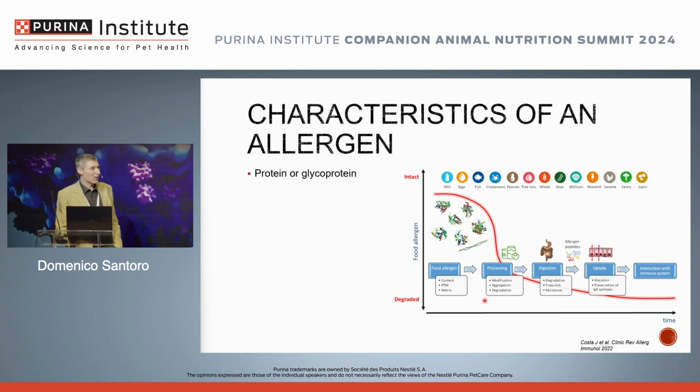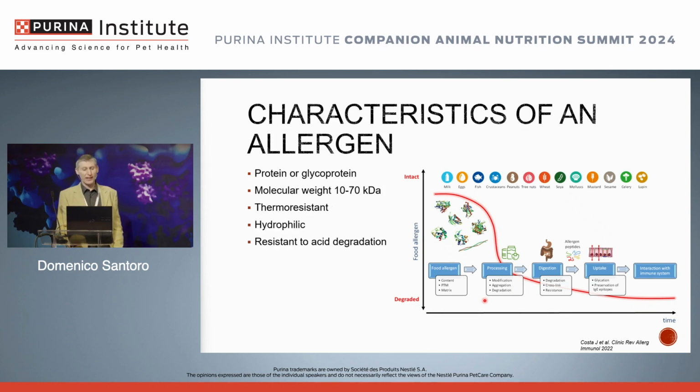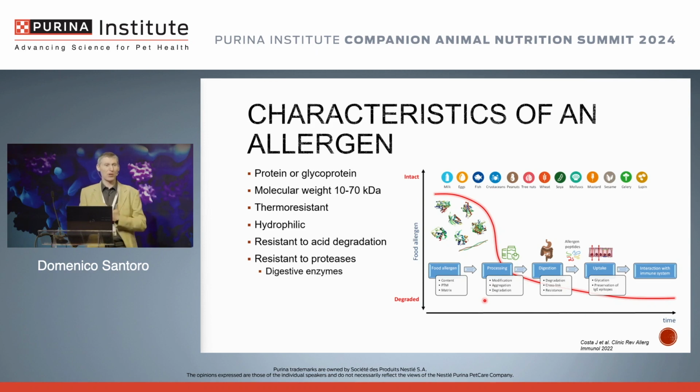They are generally protein or glycoprotein. They have a specific molecular weight, and they are thermoresistant, hydrophilic, and resistant to acid degradation. Well, all of these make sense, right? They need to go to the GI, they need to be absorbed in the gut, so they need to pass the stomach and the digestive enzymes. So those are the classic characteristics of an allergen.